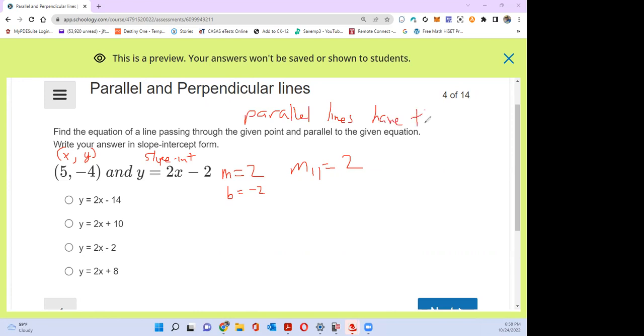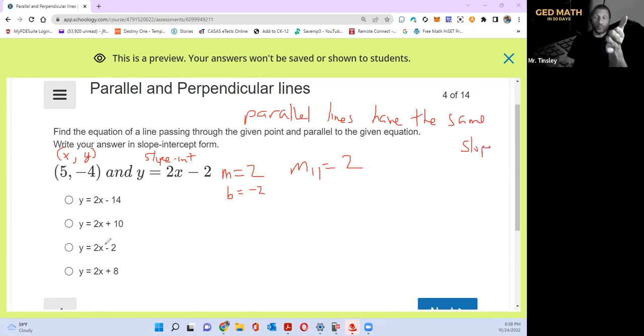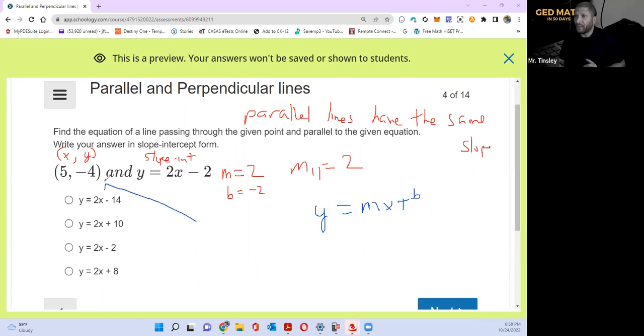Understand that? Yes. So now let's look at the multiple choice. All of these have a slope of 2. Every single one of these multiple choices, the slope is 2. Does everybody understand that? Yes. So you can't just say A, B, C, or D right now. You have to plug it into y equals mx plus b.